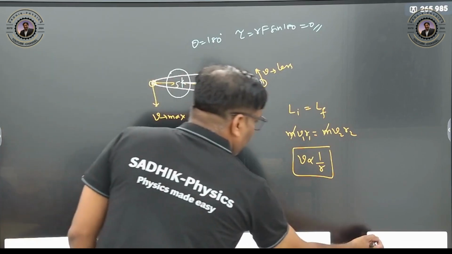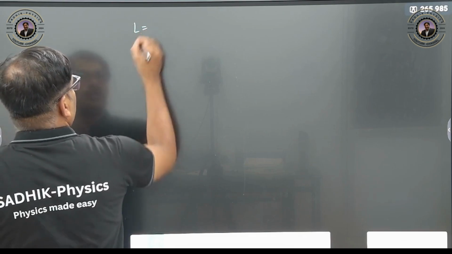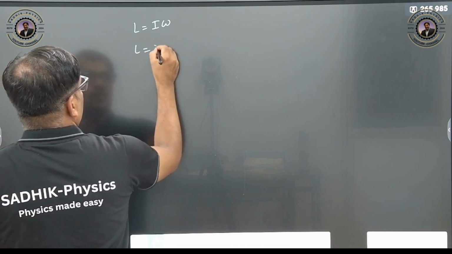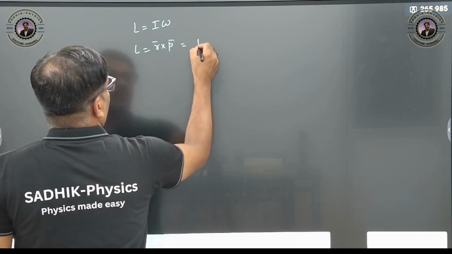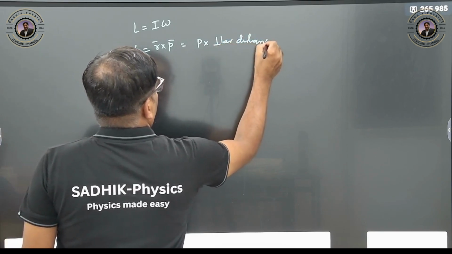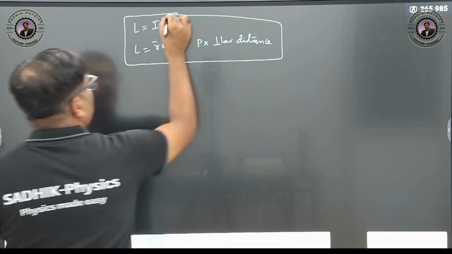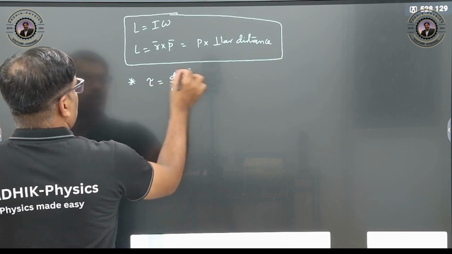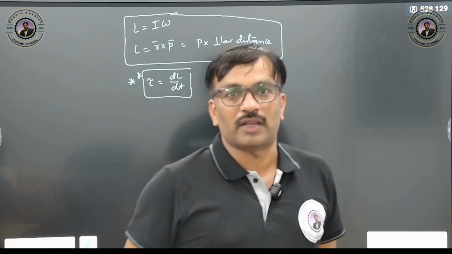If you want to calculate angular momentum, only two formulas are there. L is equal to I omega, and L is equal to r cross P, that is nothing but momentum into perpendicular distance. These are the formulas. And sometimes they may ask torque is equal to dL by dt. These are the most used formulas, so you can use them to solve any type of problem.